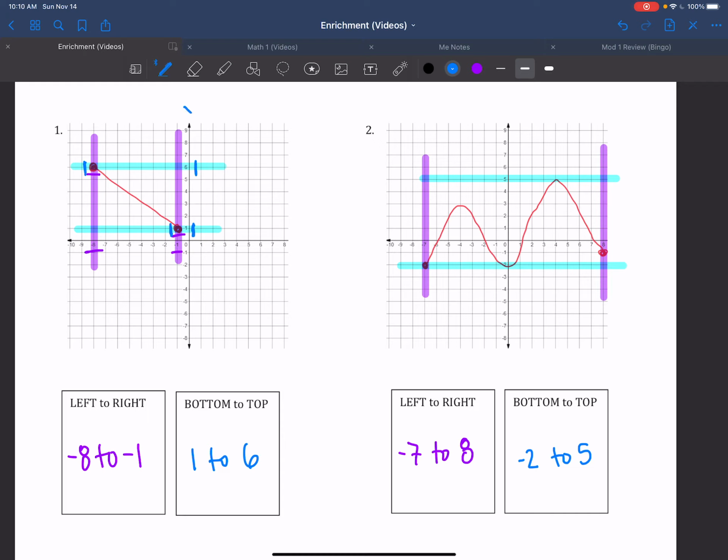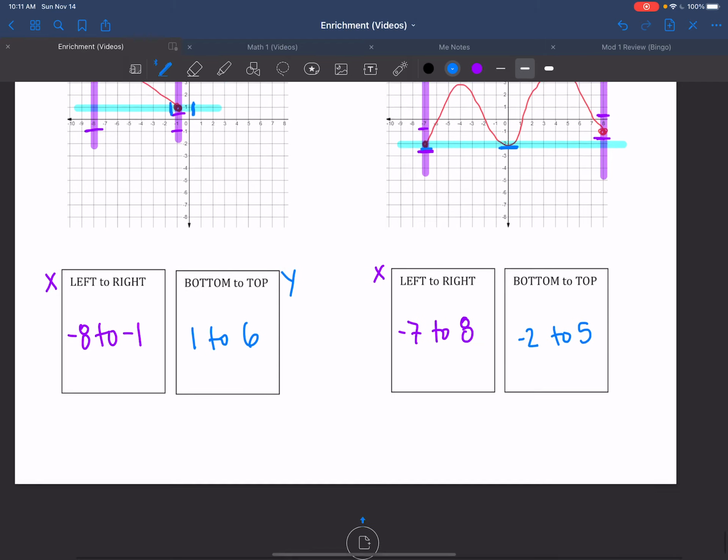Okay, remember, going bottom to top, this is your Y's. Left to right is your X's. So left to right again is our X's, the purple. So in purple, my leftist side was at -7. My rightist side was at 8. So that's how I get -7 to 8. The bottomest was here at 2. And you can even follow the dot here. Both of those are at 2. The tippiest top was here at 5. So that's how we go from -2 to 5.